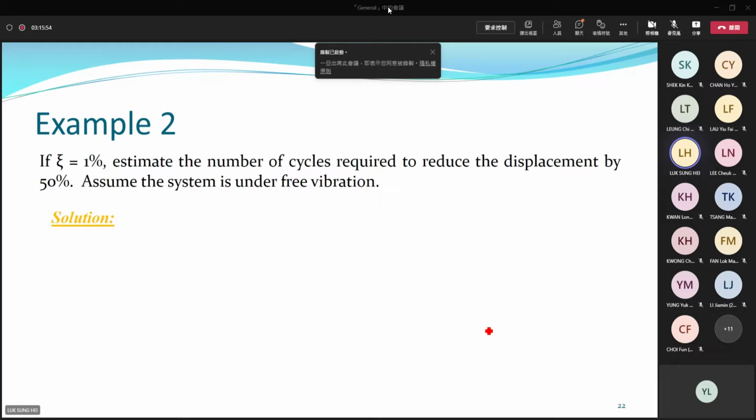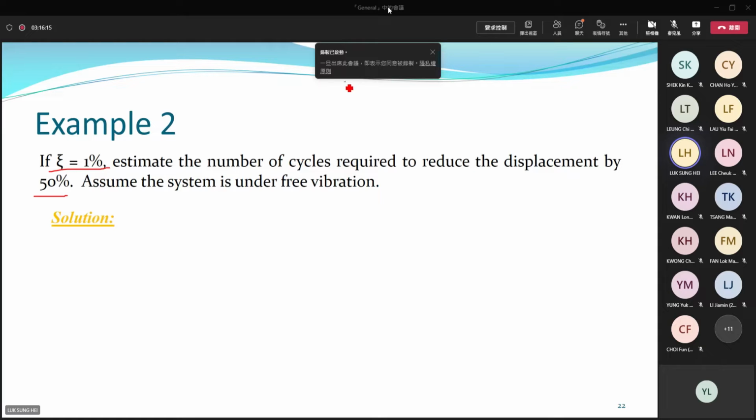One simple example, try to use the log decrement equations. Suppose we have a single degree of freedom system. Damping ratio, 1%. Estimate the number of cycles required to reduce displacement by 50%.